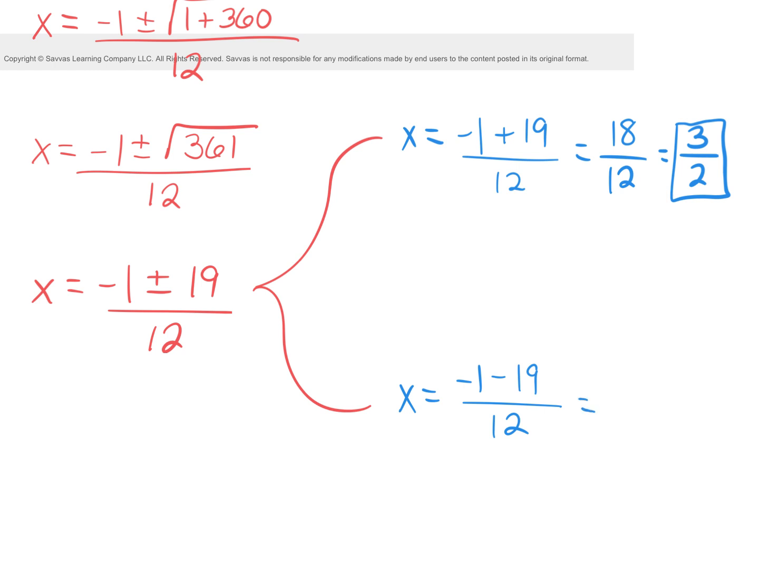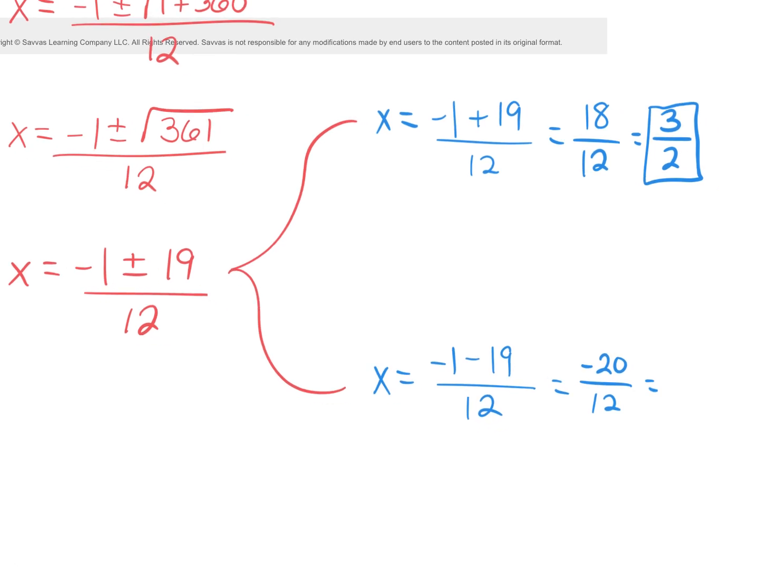What's negative 1 minus 19? Negative 20 divided by 12. What's the number that goes into both? 4. Negative 20 divided by 4? Negative 5. 12 divided by 4? 3. You could have also typed in negative 20 divided by 12 to give me a decimal.